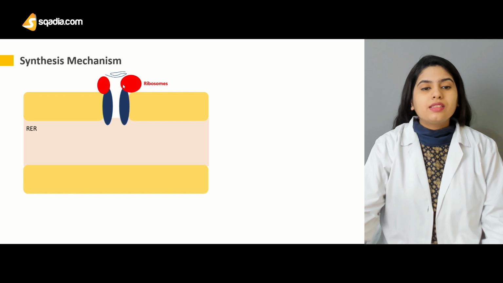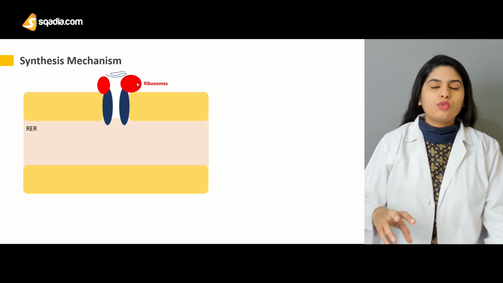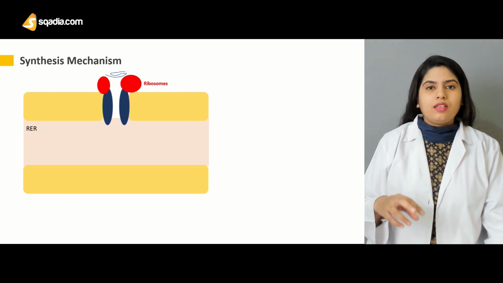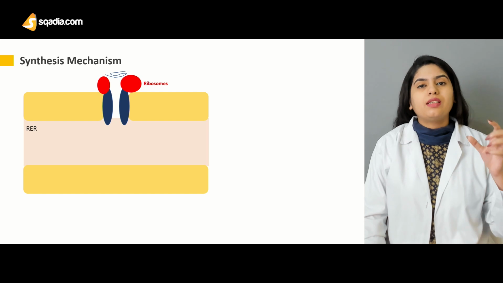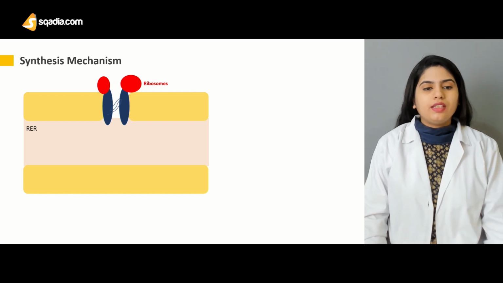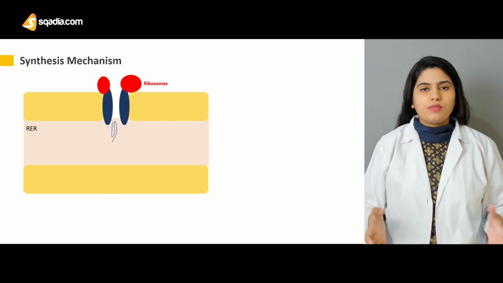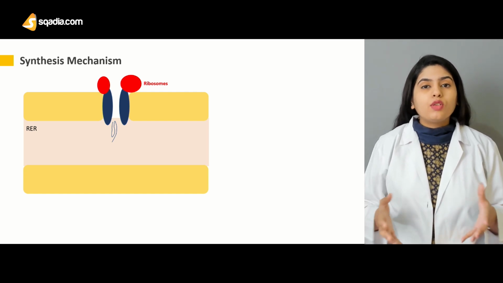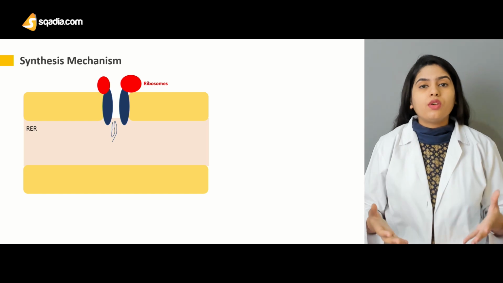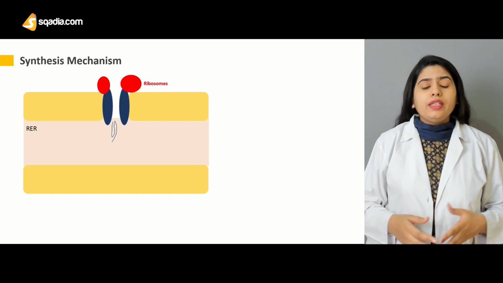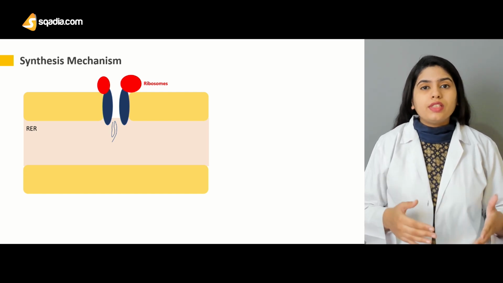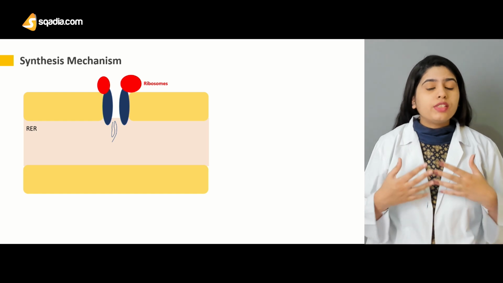Now, this preproinsulin, after synthesis, consists of a signaling molecule. The signal translocation occurs through this molecule, and there is the entry of the insulin into the rough endoplasmic reticulum. This signal molecule is important for the entry of the insulin into the rough endoplasmic reticulum. Now, when the insulin enters the rough endoplasmic reticulum, many changes take place inside it.